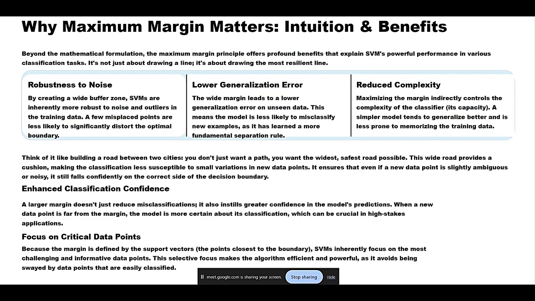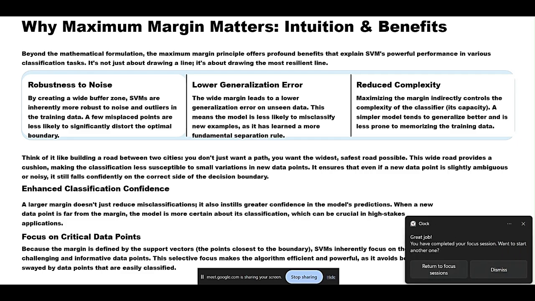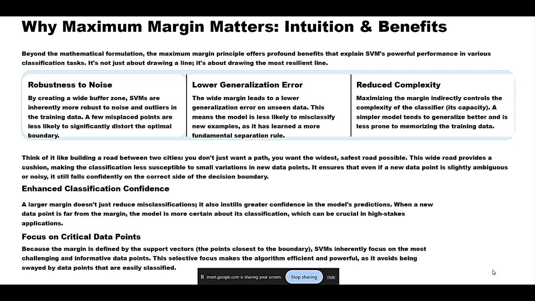Now in this slide we will understand why maximum margin really matters, and the intuition and benefits. The maximum margin principle offers profound benefits, creating a resilient line. By creating a wide buffer zone, SVMs are more robust to noise and outliers in the training data. This leads to a lower generalization error on unseen data, as the model is less likely to misclassify new examples.